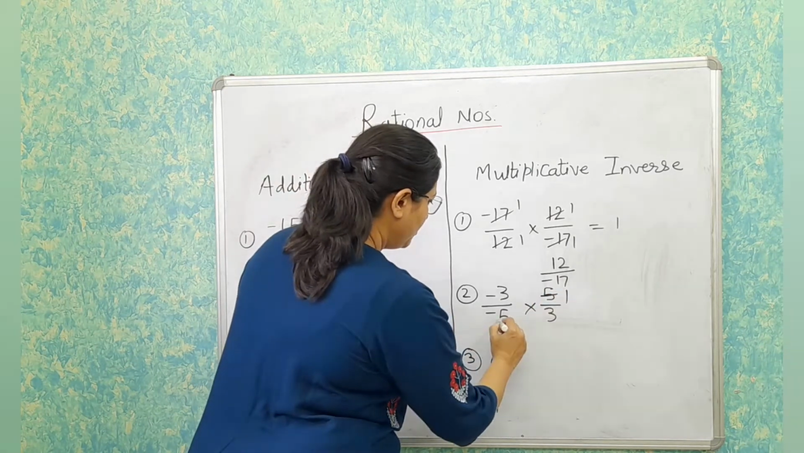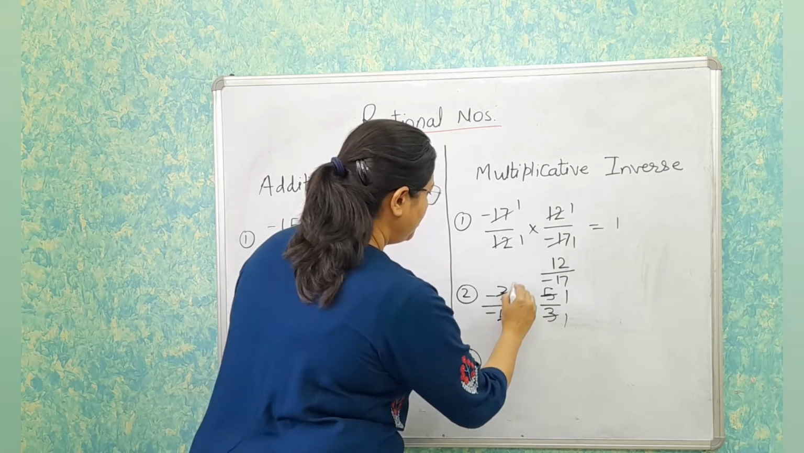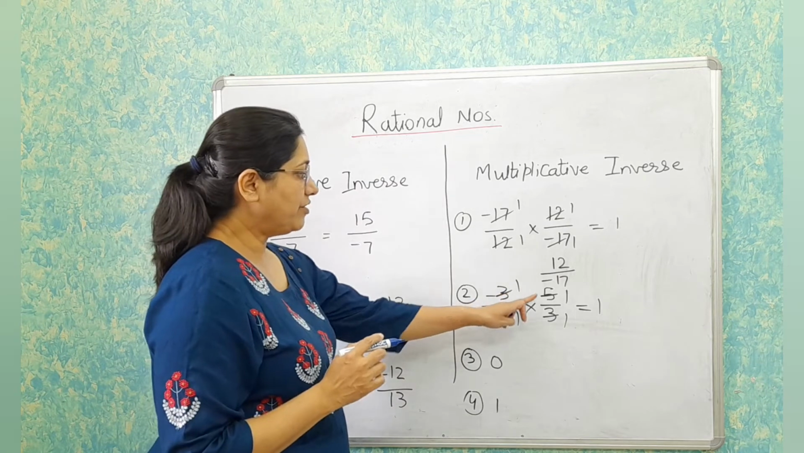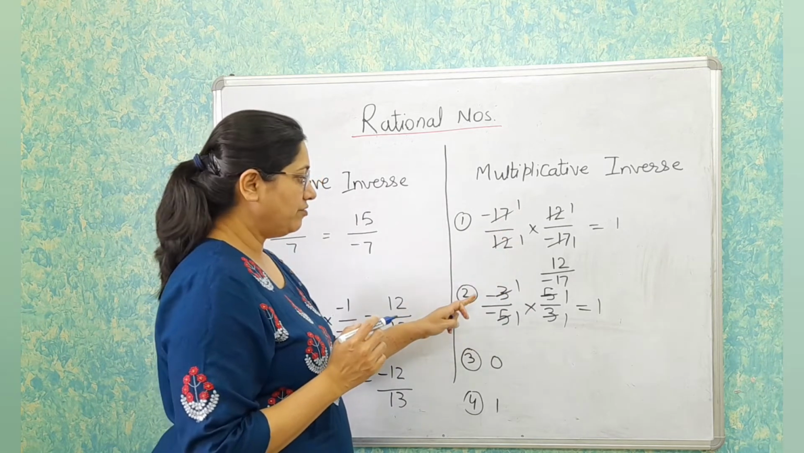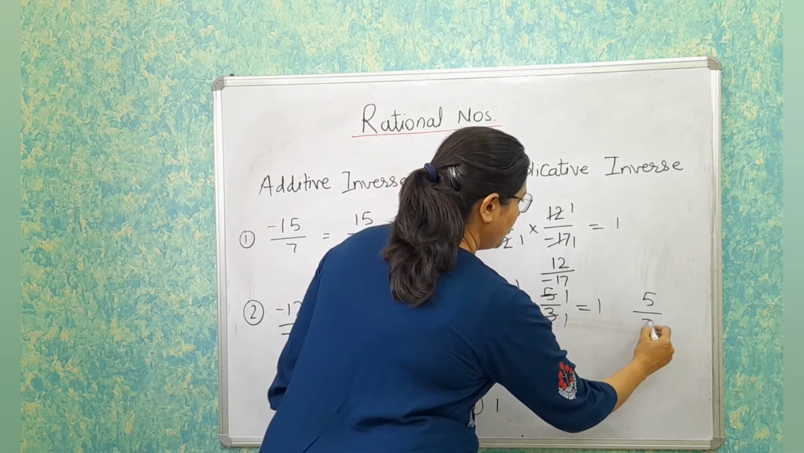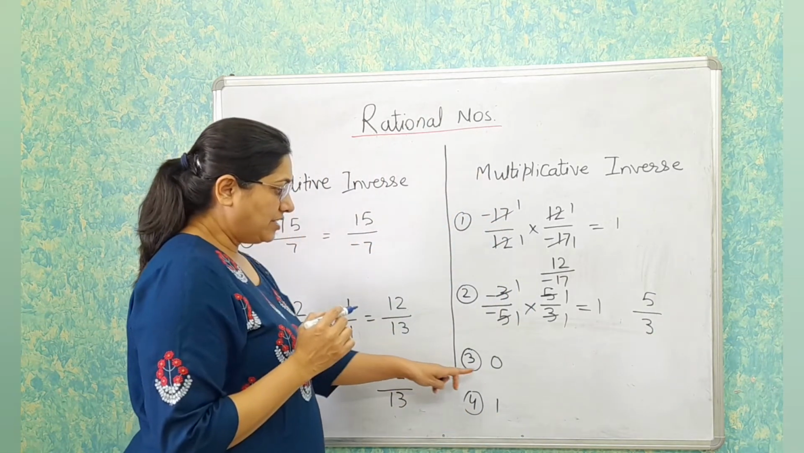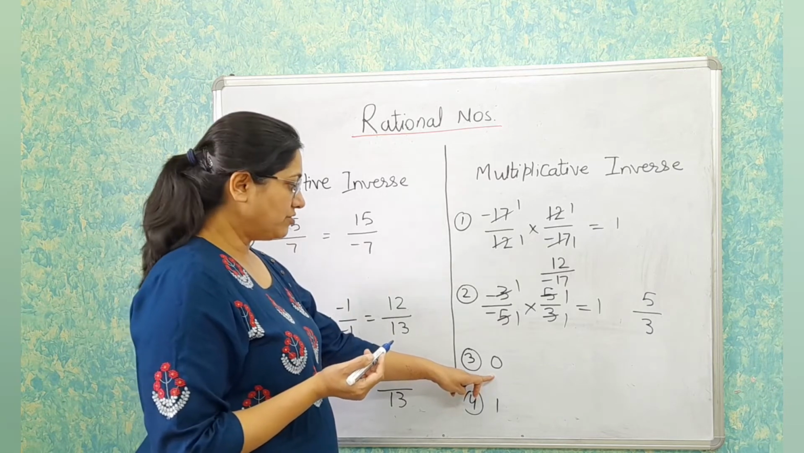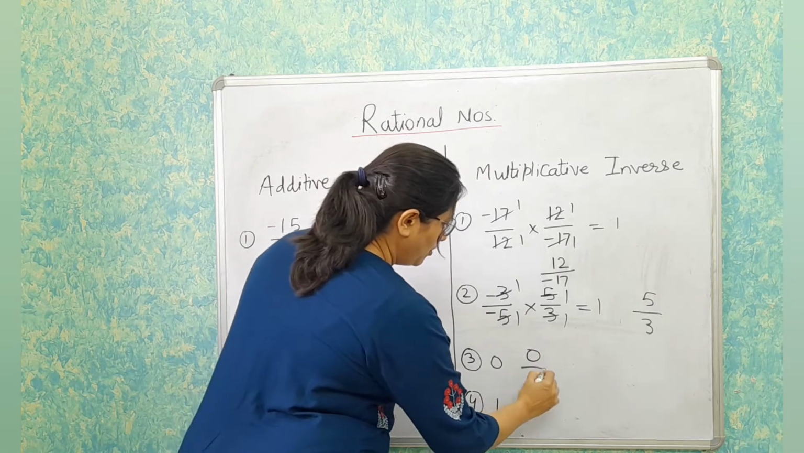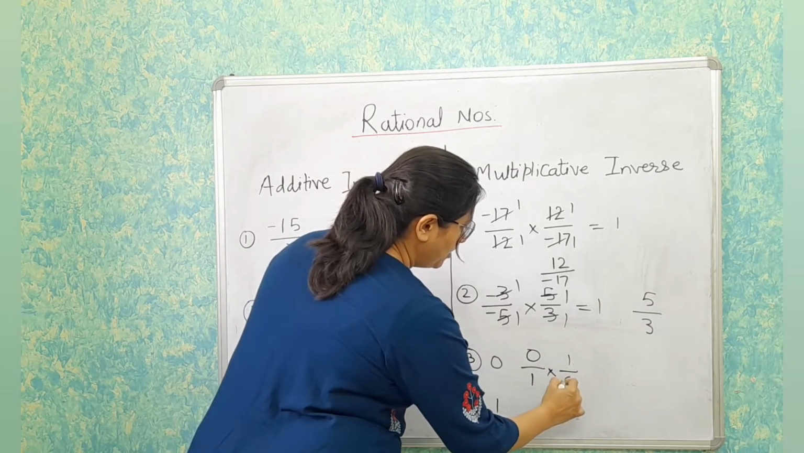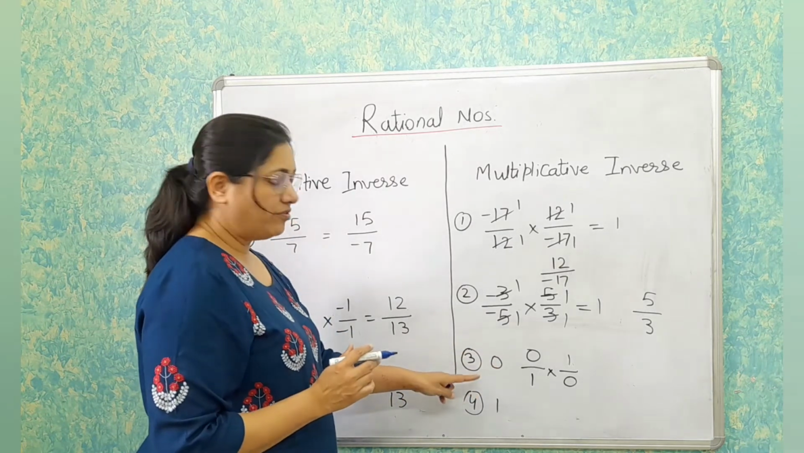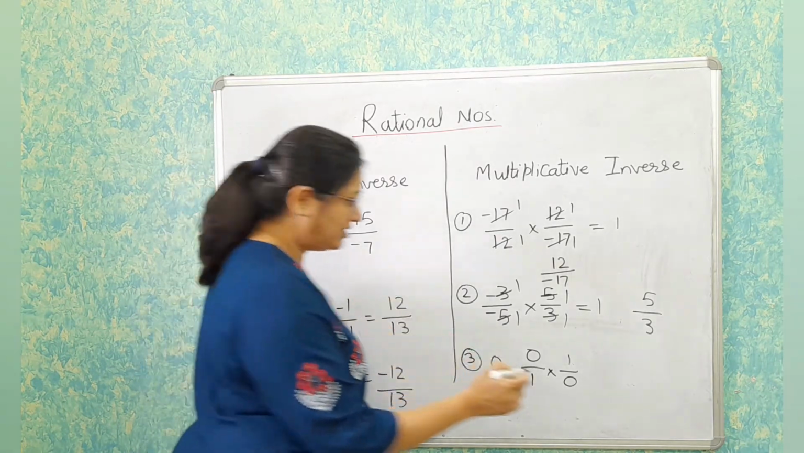5 ones are 5, 3 ones are 3. So our answer is 1. So in this way we can say that 5 upon 3 is the multiplicative inverse of minus 3 upon minus 5. So our answer is 5 upon 3. Next we have to find the multiplicative inverse of 0. You know that we cannot say 0 upon 1 multiplied by again 1 upon 0. It has no sense. So multiplicative inverse of 0 does not exist.